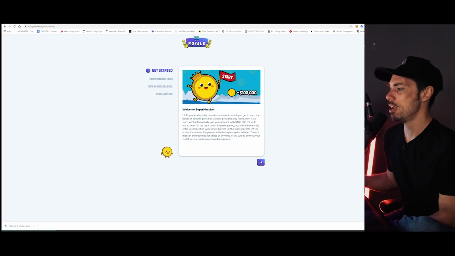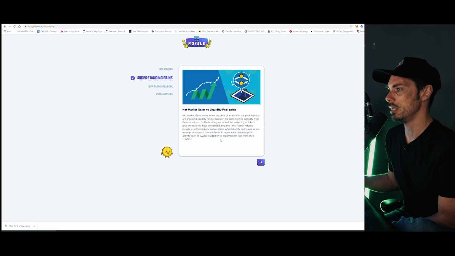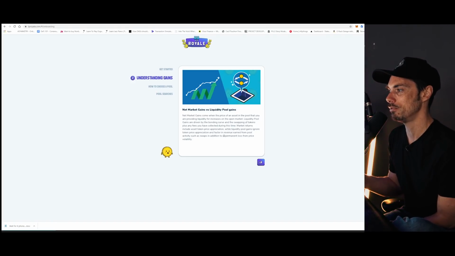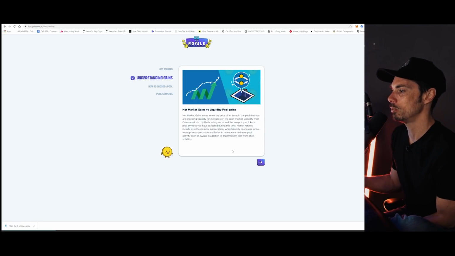It gives you a couple of pages on what liquidity providing is, understanding gains, net market gains versus liquidity pool gains. This is exactly what we're talking about. It says net market gains come when the price of an asset in the pool that you are providing liquidity for increases on the open market. Liquidity pool gains are driven by the bonding curve and the swapping of tokens, plus any fees you've collected during this time. Market returns include asset token price appreciation, while liquidity pool gains ignore token price appreciation and factor in revenue earned from pool activities such as swaps, in addition to impermanent loss from price volatility.